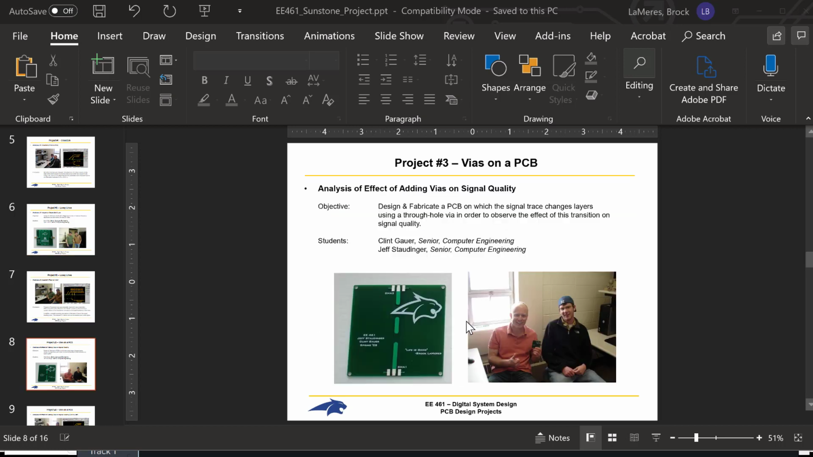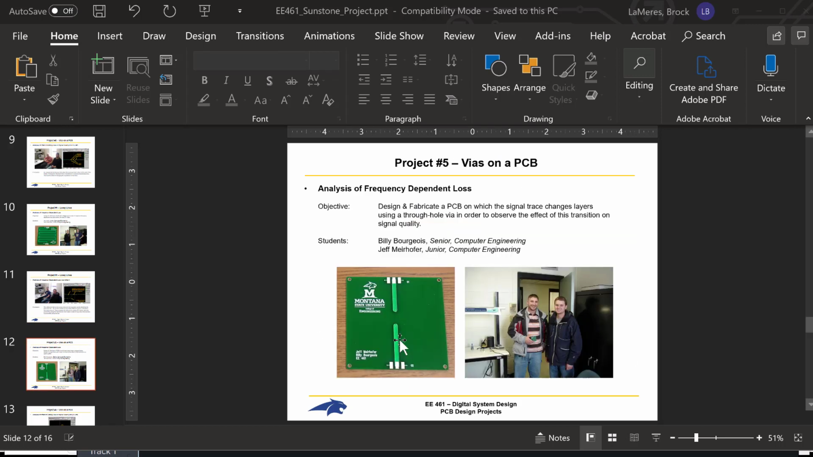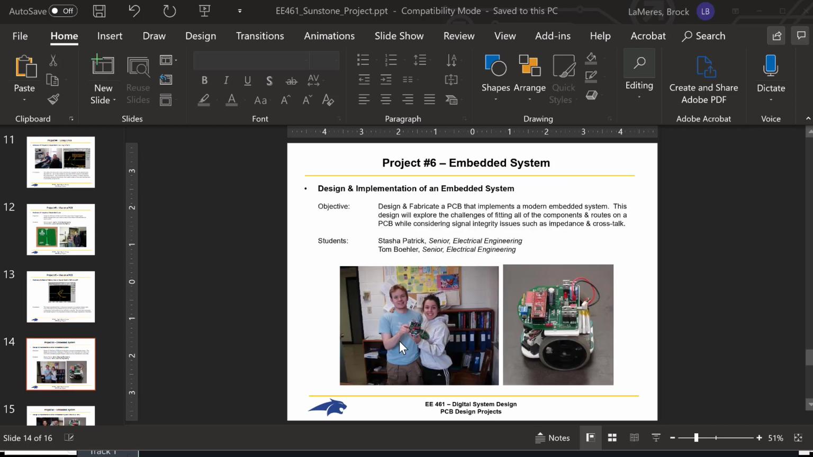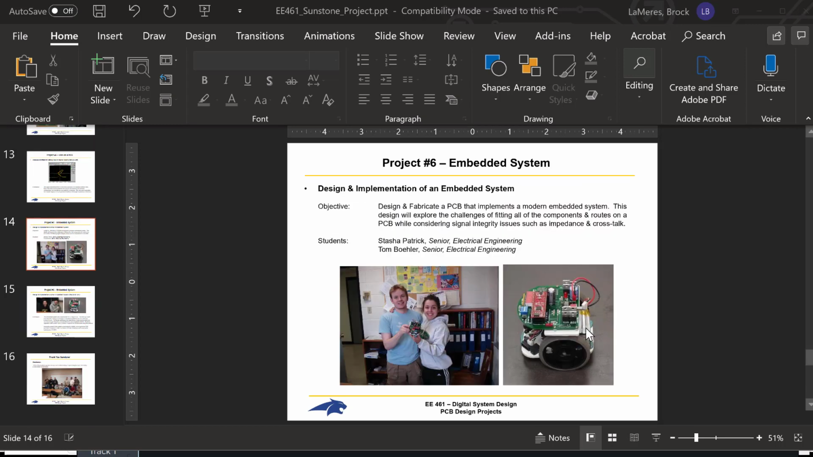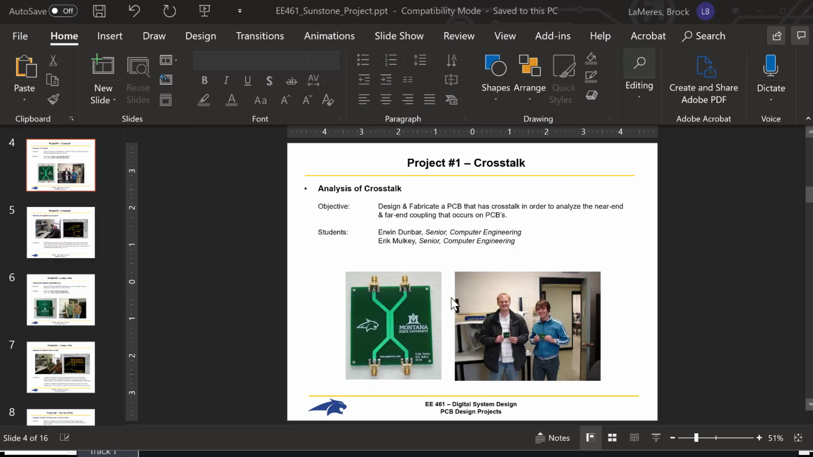And let me show you some of the other examples. This group looked at vias. So impedance discontinuity with respect to vias. Let's see. This was vias again. This one was just, they just built a printed circuit board. Didn't really have anything to do with the class, but yeah. So anyway, that was the plan. Okay, that was the plan.